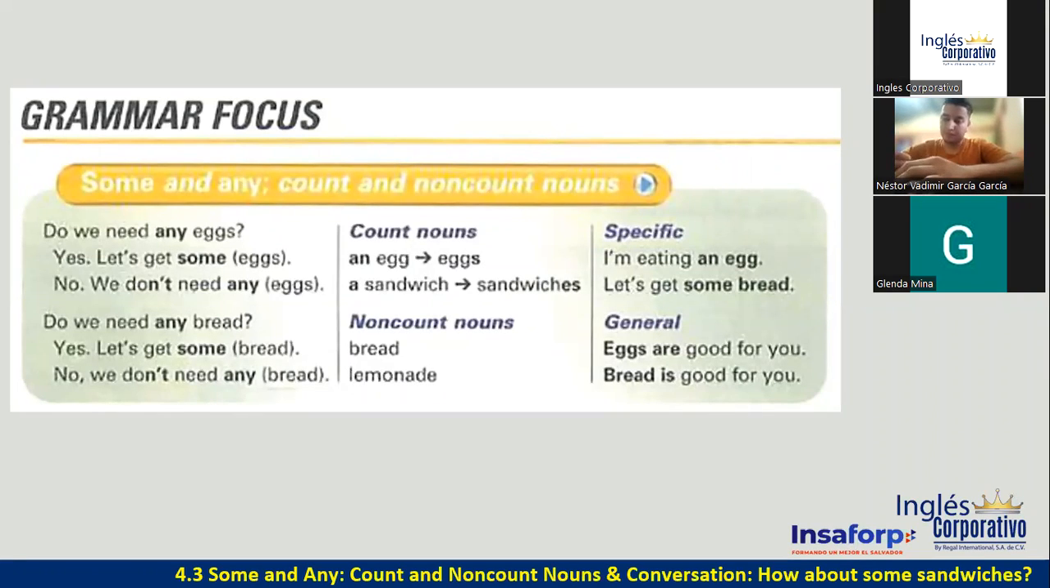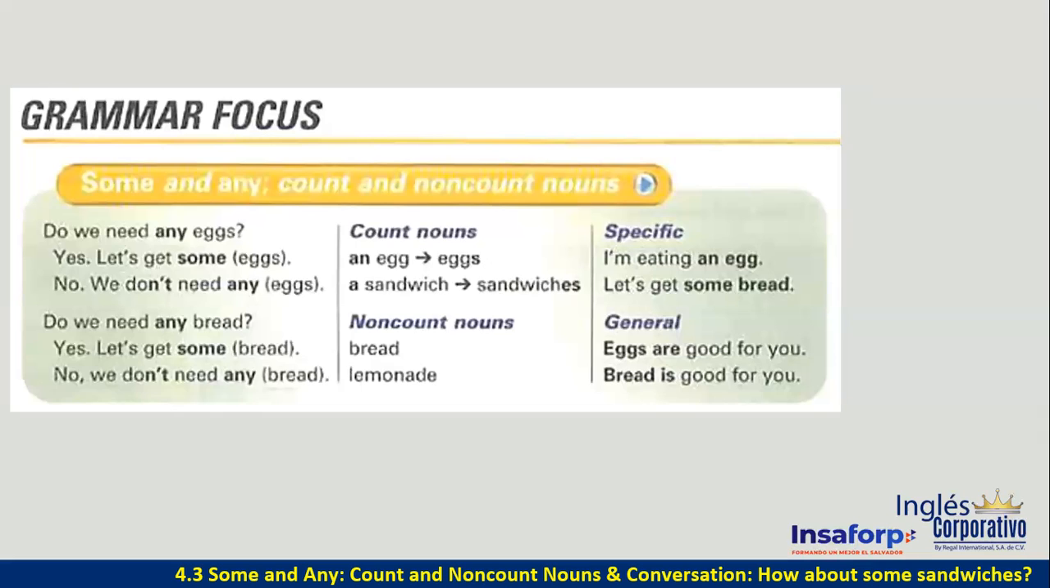La semana pasada, ¿verdad? Last week, we were talking about countable and uncountable nouns. And we were saying that countable nouns are the things that we can count. Podemos contarlas and they can be pluralized. Pueden ser pluralizados, ¿verdad? Pero los non-count or uncountable nouns are those nouns that we cannot count. Los que no podemos contar. And number two, we cannot pluralize them. No podemos pluralizarlos, ¿verdad? Entonces, that's the important thing related to countable and uncountable nouns, okay?